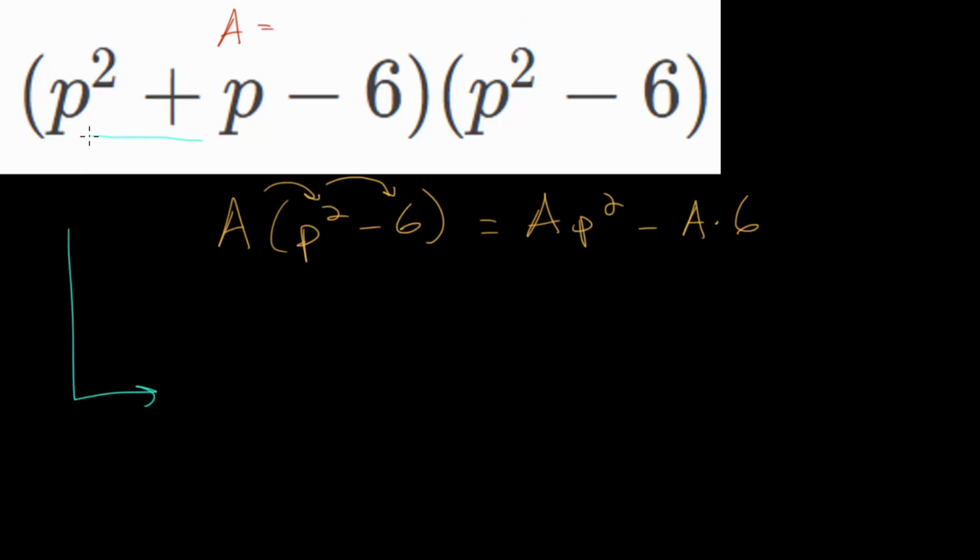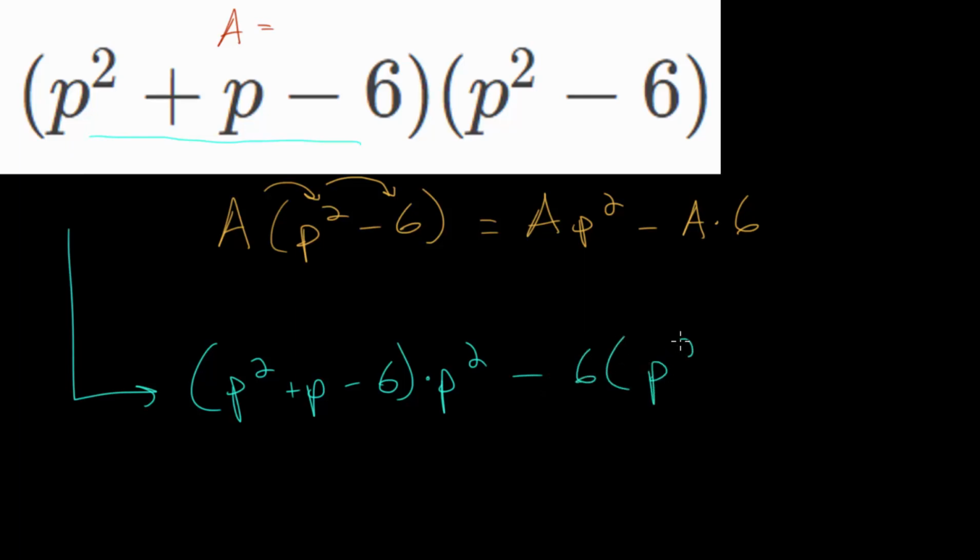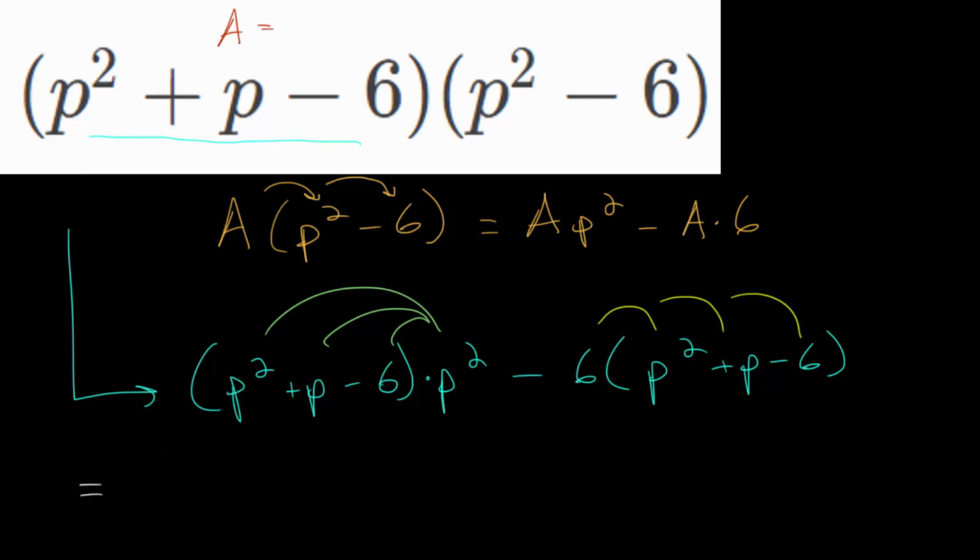We will first distribute all of this to p squared. We get p squared plus p minus 6 multiplied by p squared. Then we distribute the entire thing to negative 6, and I'll write the minus 6 first. We have p squared plus p minus 6. And from here, we can just use distribution again. We will distribute the p squared to all three of those, and over here we'll distribute the minus 6 to all three of those. And then at the end, we will just combine like terms.